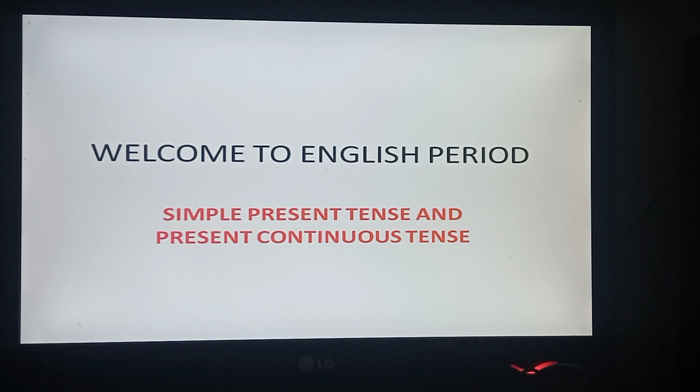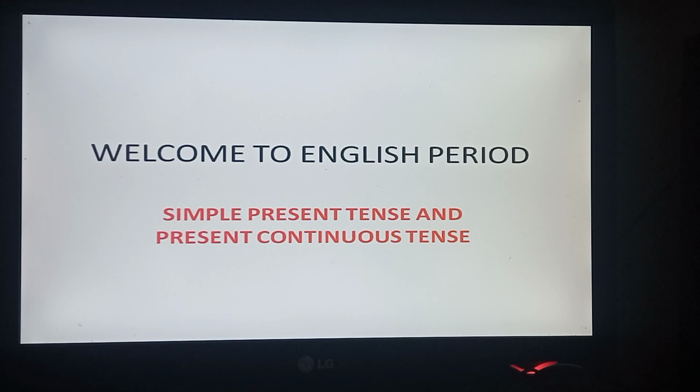Can anyone say what the definition of tense is? Tense indicates when an action or event takes place. How many types of tenses are there? Tenses are of three types: present tense, past tense, future tense.